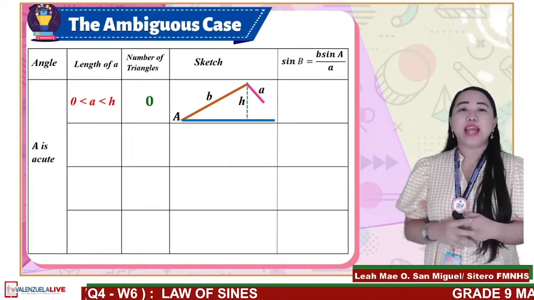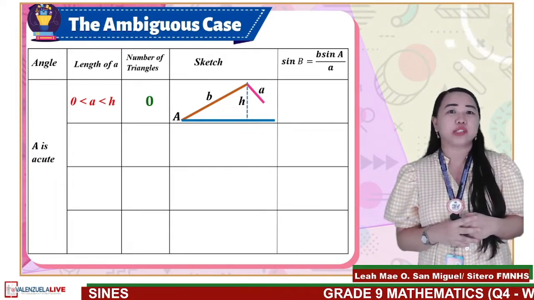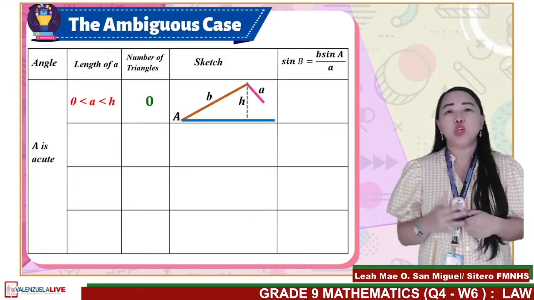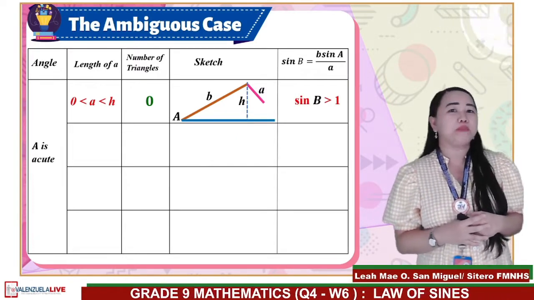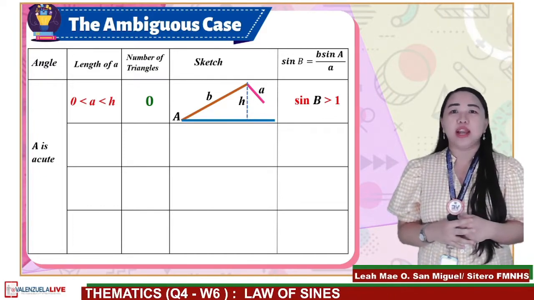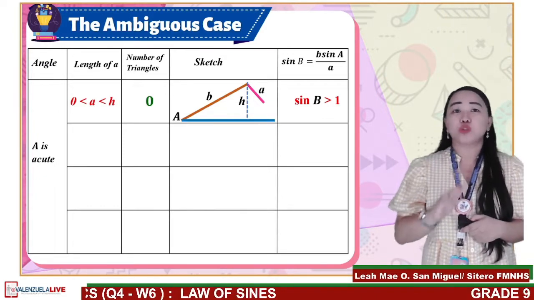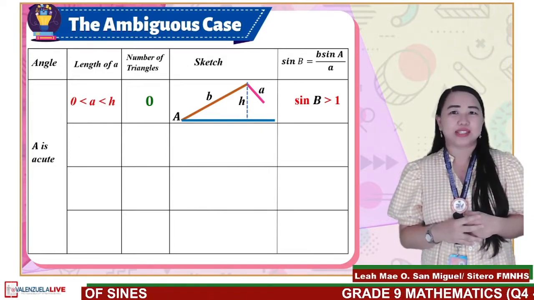This means the triangle does not exist if A is less than h. Also, we can easily identify if the triangle does not exist in the ambiguous case without sketching. Upon solving using the law of sines, if the sine of the angle opposite side B is greater than 1, then no triangle exists. You can stop solving, then conclude that no triangle exists.